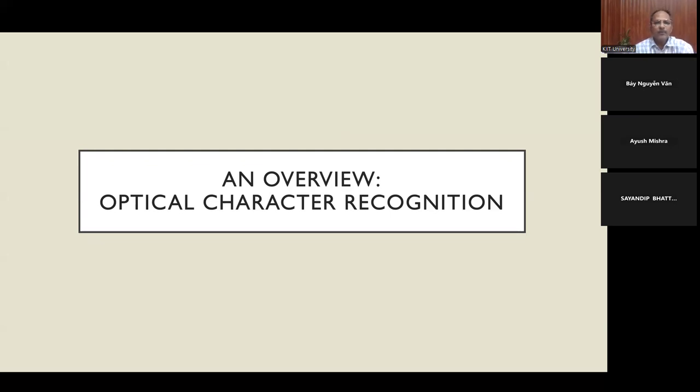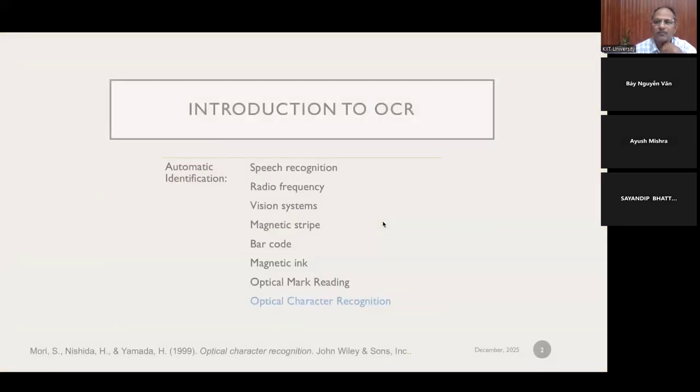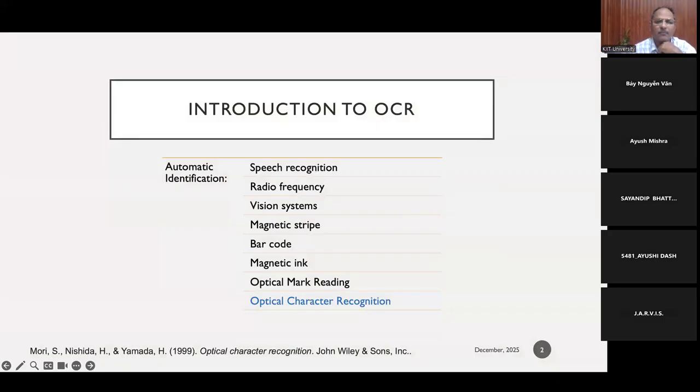Before we start the main topic about OCR, as you see in the schedule, we will start with an overview about optical character recognition. This is the main purpose. OCR stands for optical character recognition. Optical character recognition belongs to the family of techniques performing automatic identification. So first, we discuss some of the automatic identification techniques.